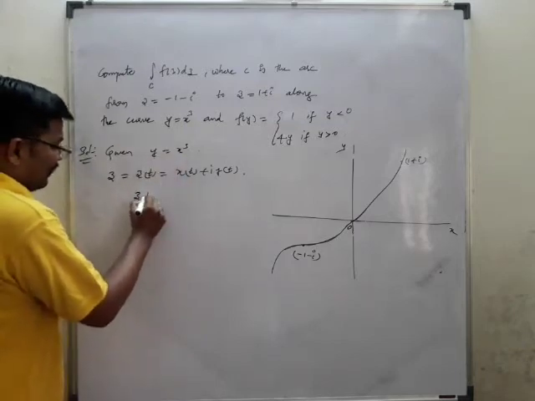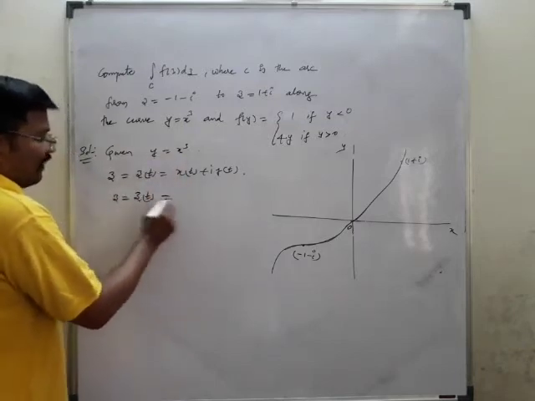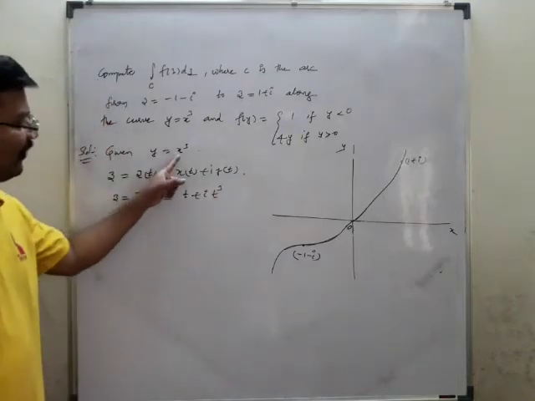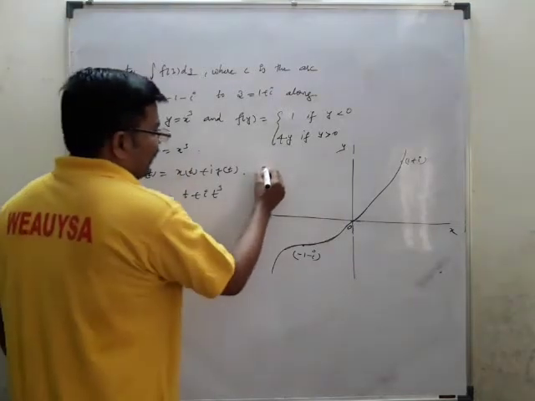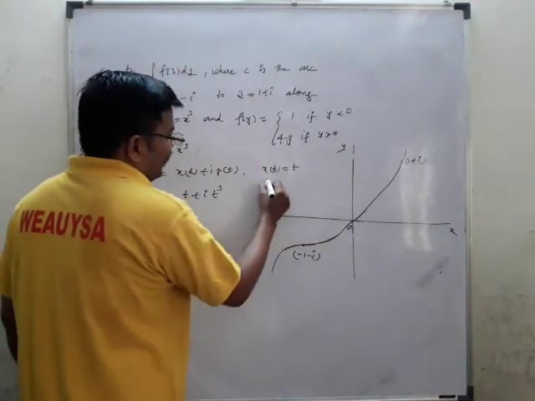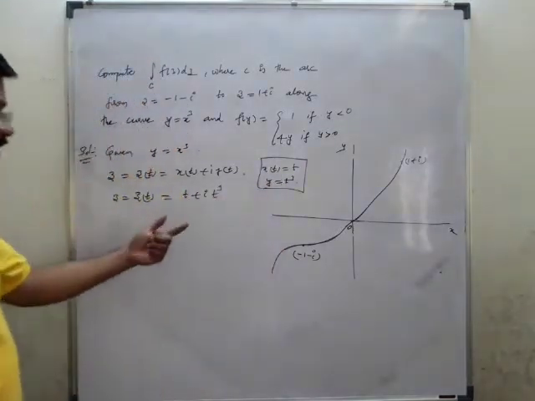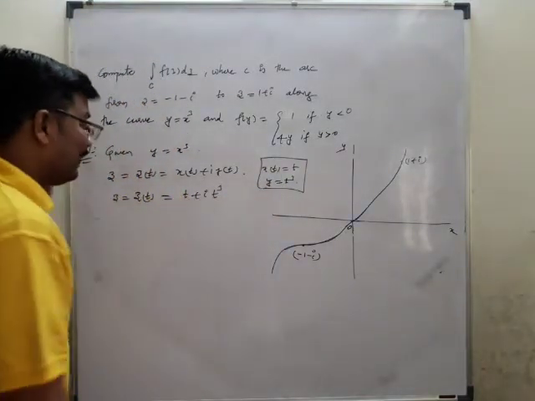So I may write z of t is equal to t plus i t cubed, because if you take x of t as t, then you will get y as t cubed. So the equation of the curve is t plus i t cubed.